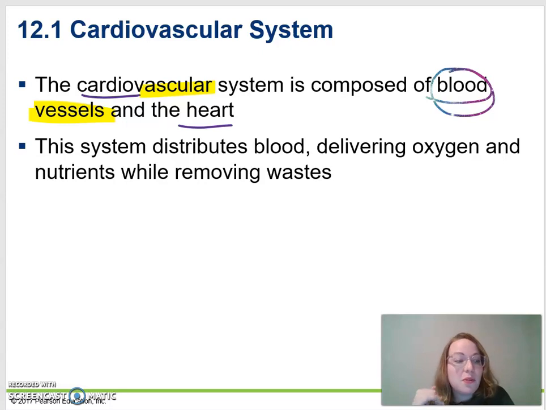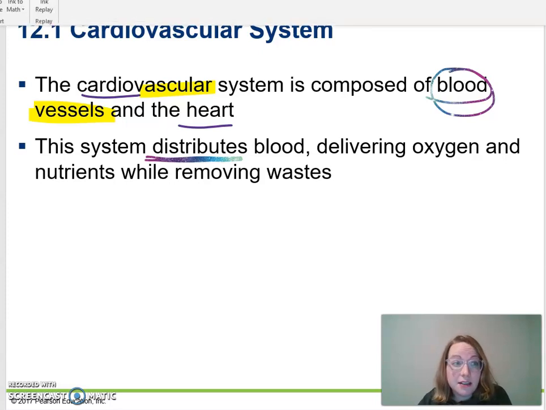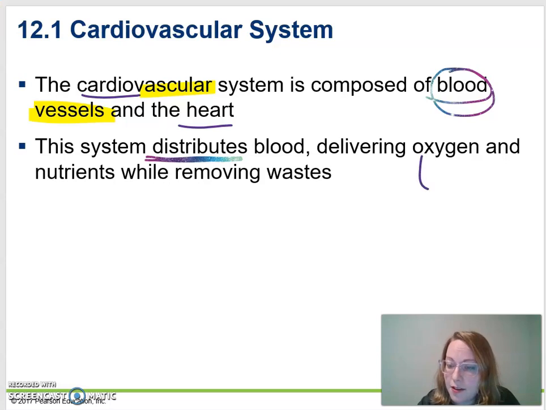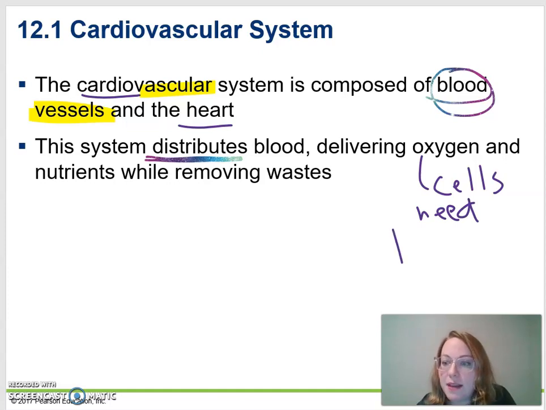Okay. So the main function of the cardiovascular system is transportation, distributing blood and everything in it. So what are we moving? Big deal, we're moving gases, right? Oxygen that our cells need. Anybody remember why? Our mitochondria use it for cellular respiration, to make energy, to make ATP.